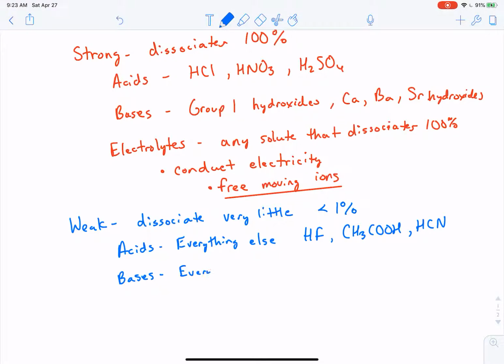Again, for bases, it's everything else. But the most common one you'll have is like NH3 or even methylamine, which is CH3NH2. But you kind of have most of these nitrogen-like bases that can accept hydrogens. And they all fall under the category of electrolytes as well.